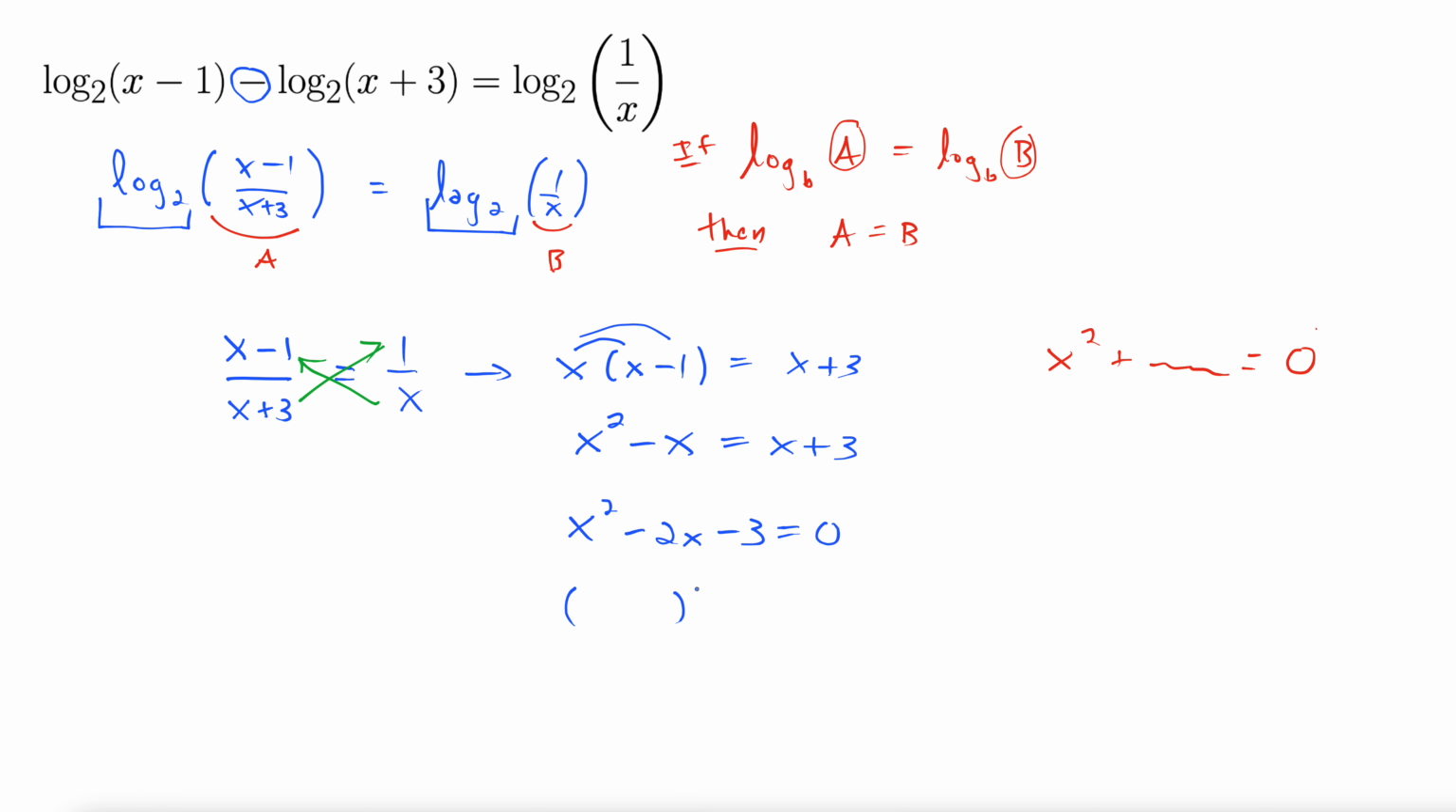Luckily, this one factors. Okay, so we have x and x. Let's see, how about minus 3 plus 1? I'm just kind of doing a mental reverse FOIL there. Call that the trial and error method. There's other ways to factor that. And then we set each one of these terms equal to 0 to get x equals 3, x equals minus 1. Now remember, you can't have a negative inside the log, right? So log base b of negative can't exist.